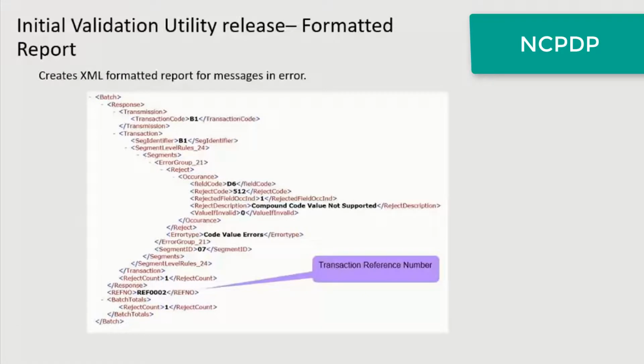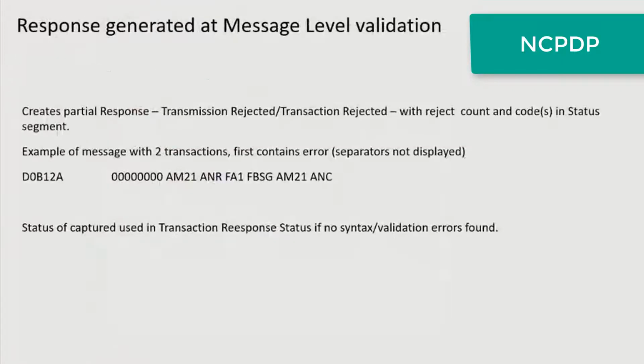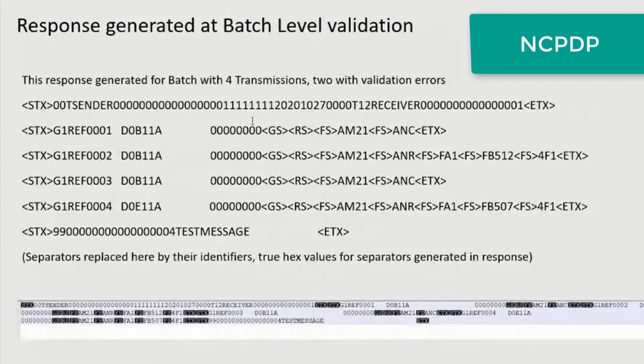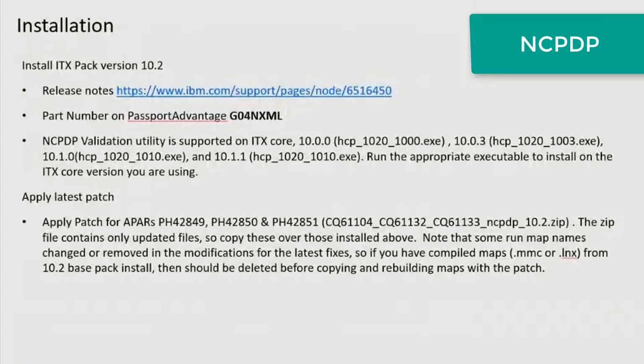So we produce two main outputs based on the validation: an XML formatted version, and the rejected response. In the case where we find no syntax error, we just use the status of captured. And this is just an example of the batch level response that would be generated.